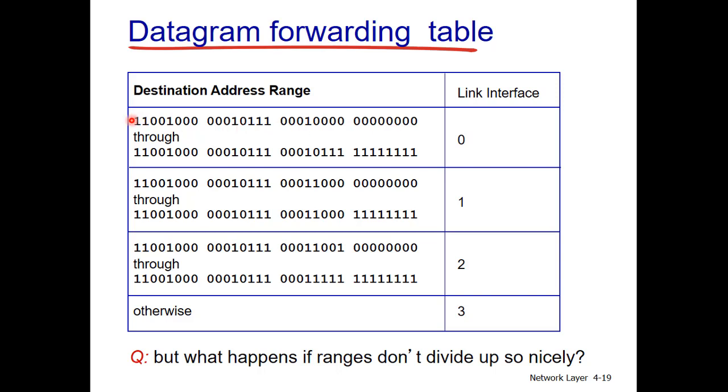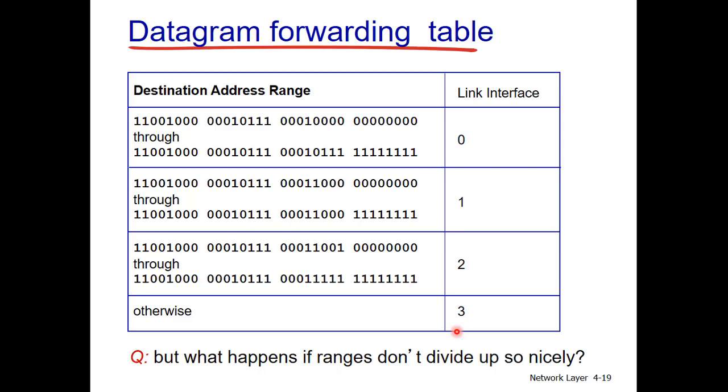So once a packet arrives and the destination address is in between these two IP addresses in this range, it sends the packet to output link 0. If it is in this range, it sends the packet to this output link. If it is in this range, it sends the packet to this link, and otherwise it sends the packet to this. But what happens if the ranges do not divide so nicely?